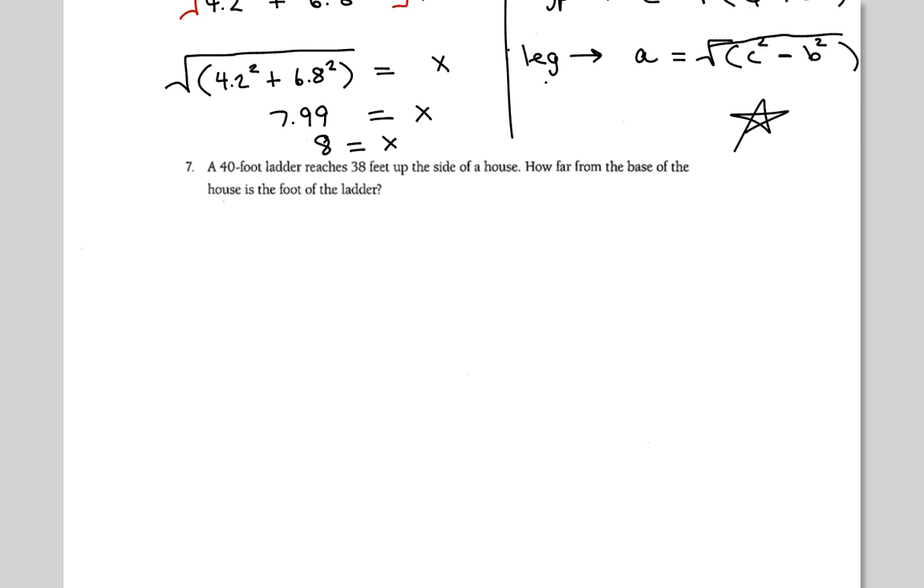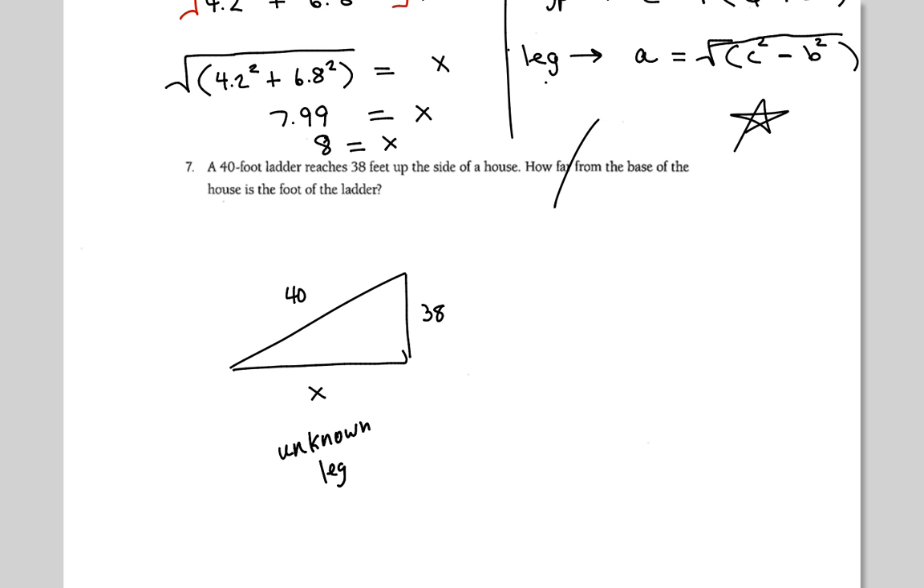Okay, a 40-foot ladder reaches 38 feet up a house. So we've already solved this problem earlier. A 40-foot ladder reaches up the side of a house 38 feet. How far from the base is the foot of the ladder? Okay, so if you take a look at this question, what you want to do is identify, am I solving for a hypotenuse or a leg? So here it's an unknown leg.